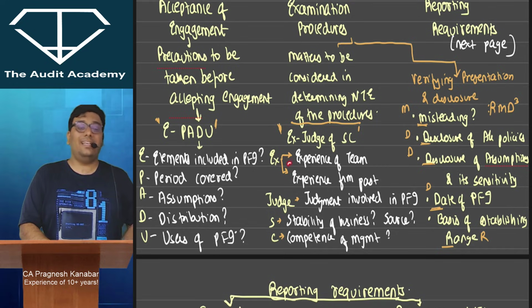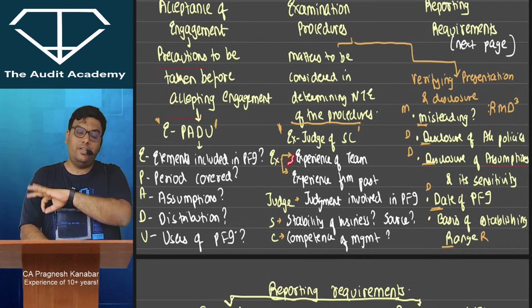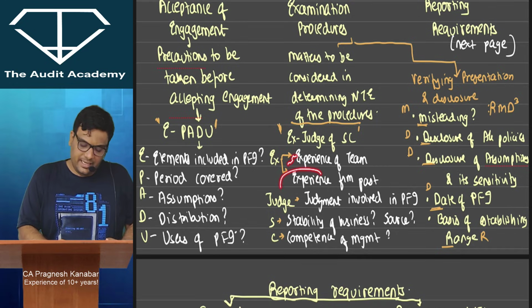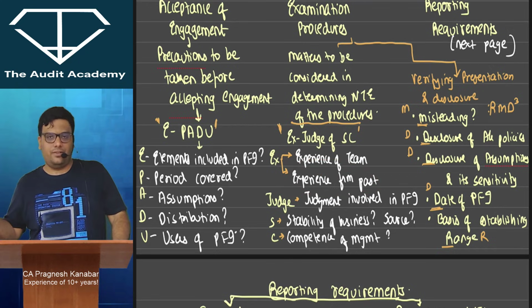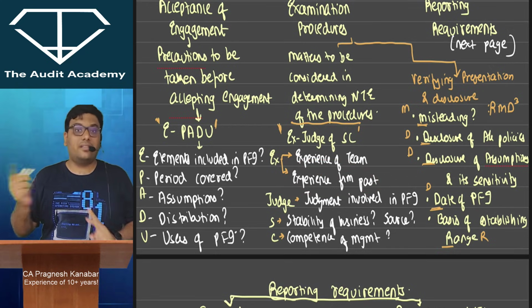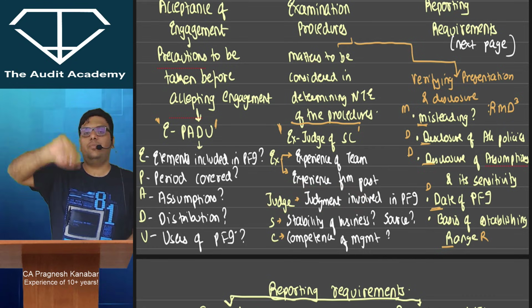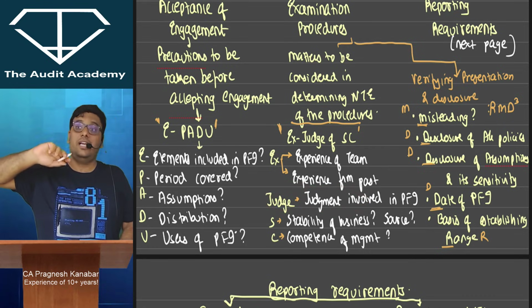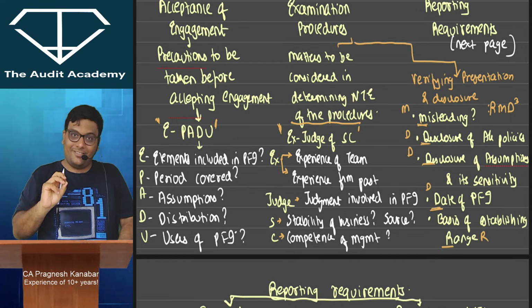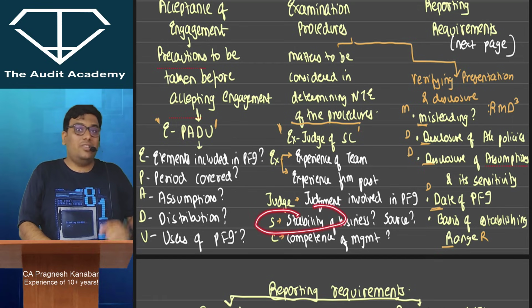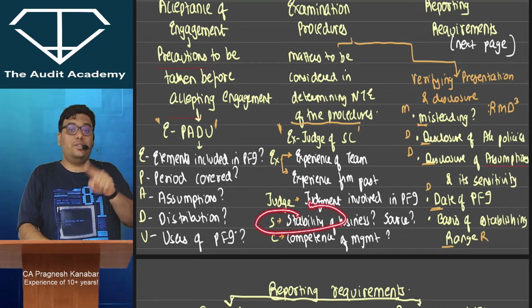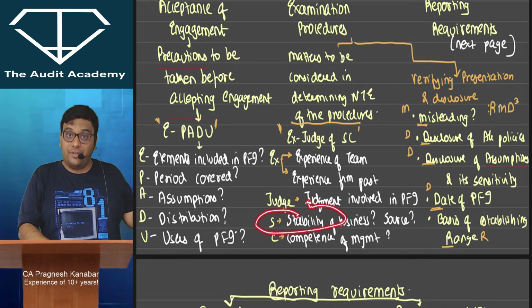First of all, experience of my team, whether my own audit team will be able to do this. Second, my own past experience that can help me over here, whether I've done such assignments in the past. Then how much judgment will be involved in preparation of prospective financial information? Is it a forecast or is it a projection? Then how stable is their business? Because if the business is not stable, then the outcome can be materially different.